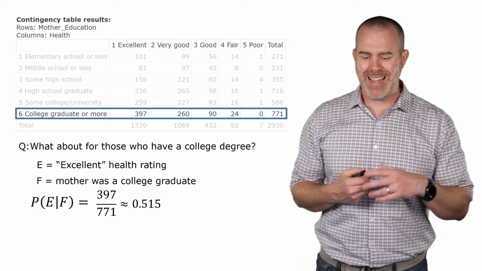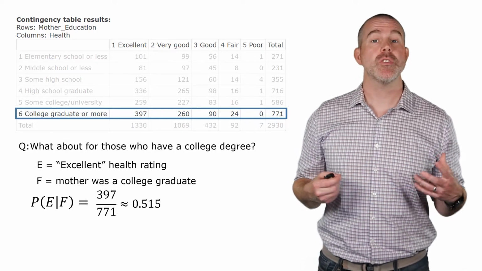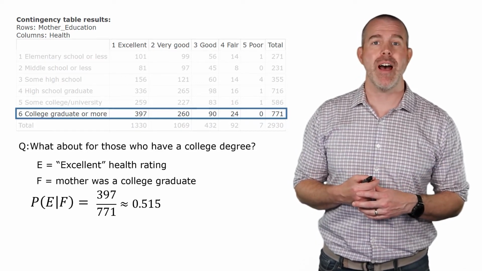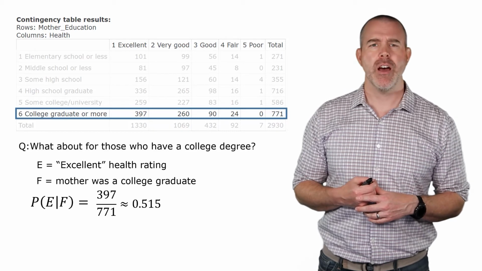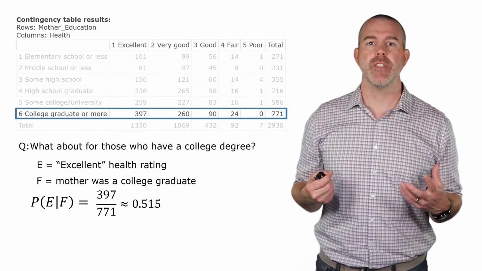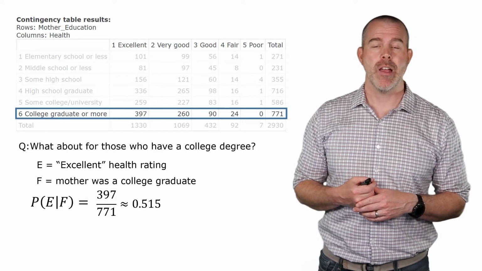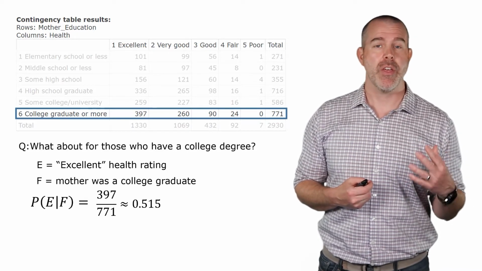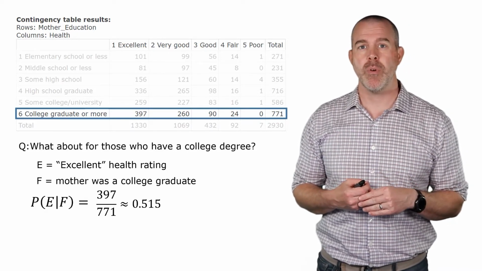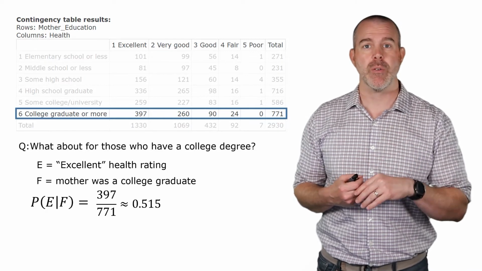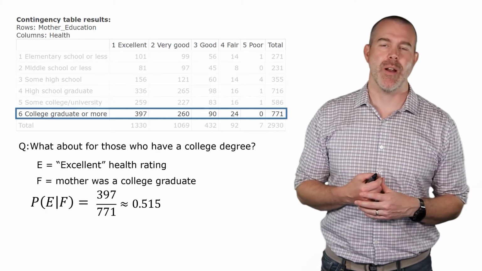That would be 397 out of 771. So it's a little bit higher at 0.515. We're about 39 hundredths for the previous one. Here we're about 52 hundredths. So about 13 percentage points higher likelihood of having excellent health if the mother has a college degree versus if she did not graduate high school.